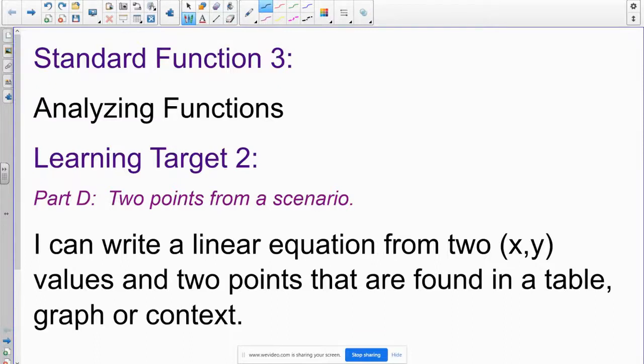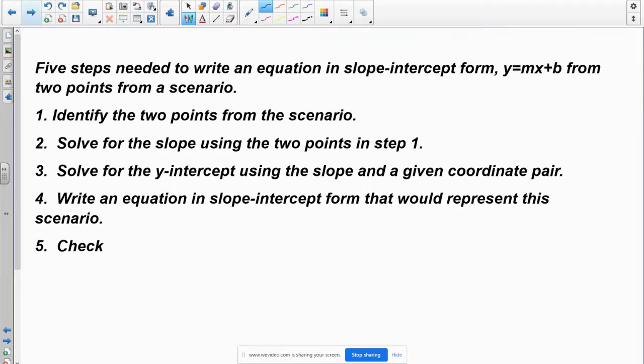Section 3, analyzing functions. We're still in learning target 2, but the good news is this is the last part. So part D is 2 points from a scenario. Same things we've been doing. We're going to find your slope, your y-intercept, and then put it into that linear equation format of y equals mx plus b. So as usual, stop the video, write down these 5 steps.